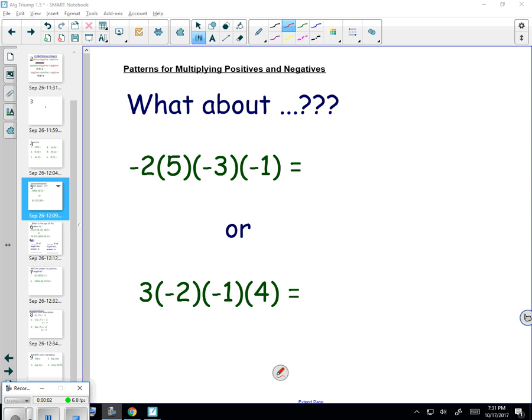Patterns for multiplying positives and negatives. We're going to look at integers, but this works with any type of number, decimal, fraction. When you have a positive times a negative, this makes a negative number. When you have a positive times a positive, you get a positive number. When you get negative times a negative, you also get a positive number.